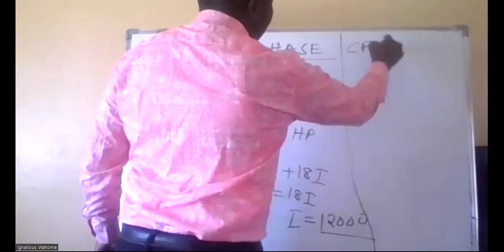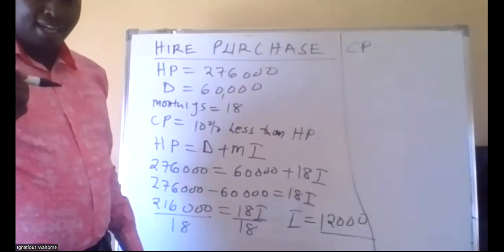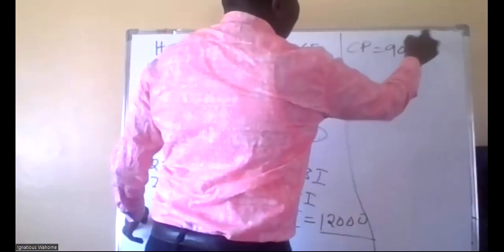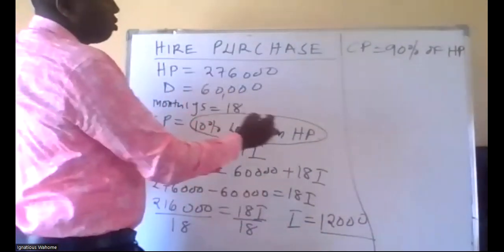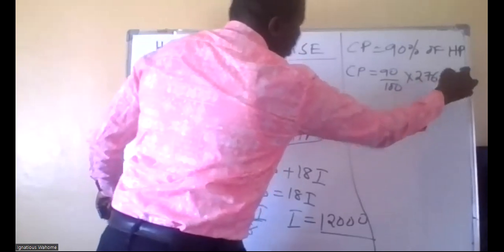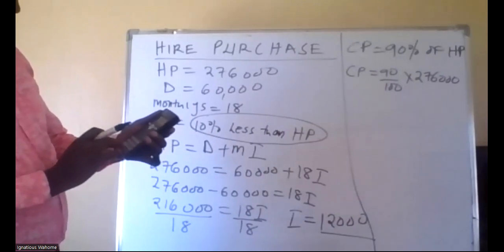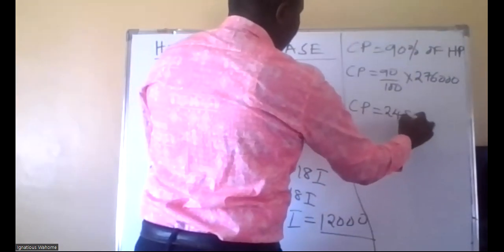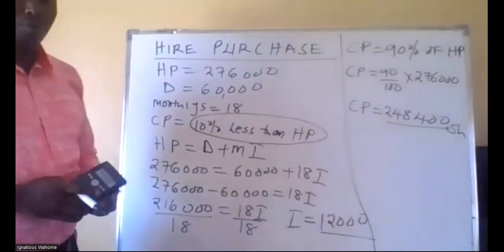Then the other one is you find the cash price. The cash price of this item was 10% less than the higher purchase price. So if it was 10% less, the cash price was 90% of the higher purchase price, and the higher purchase price is 276,000. So the cash price is 90 over 100 times 276,000. You get that the cash price of this item was 248,400 shillings.